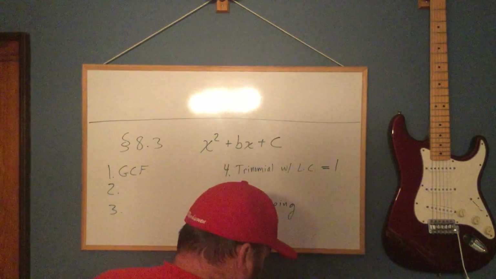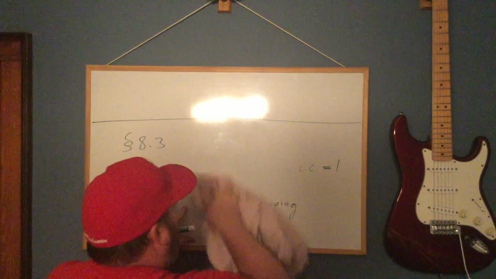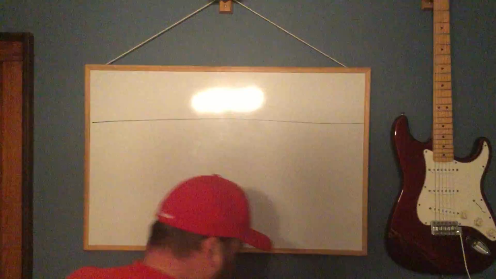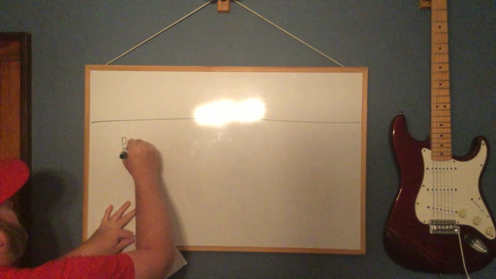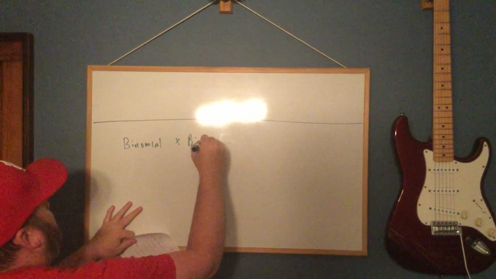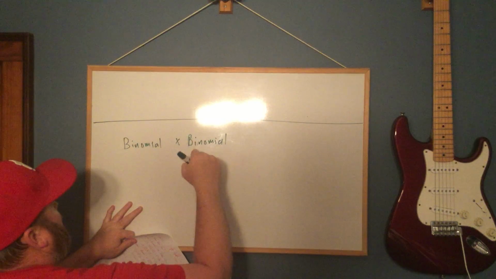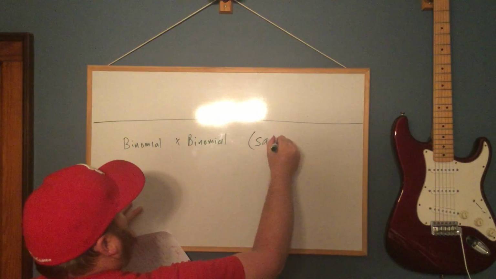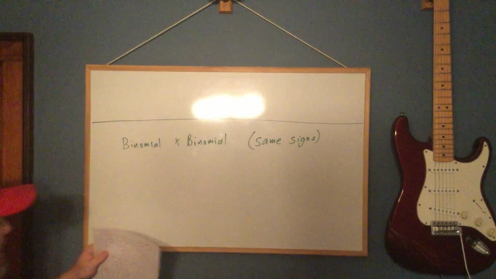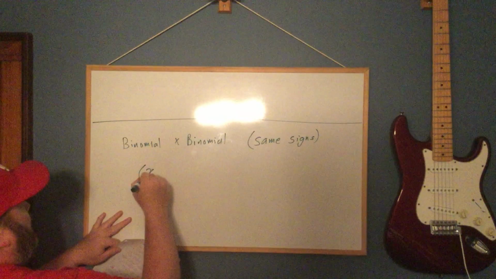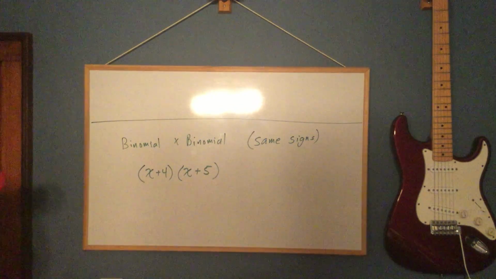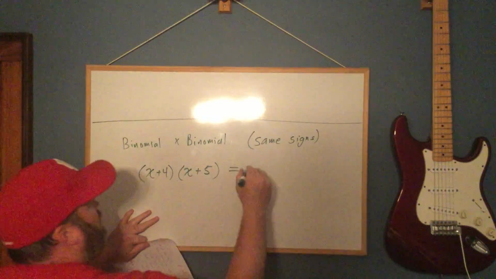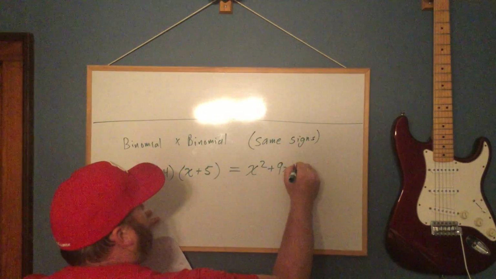So before we learn how to factor, we'll take a trip down memory lane, way back to chapter 7. And this is what we should already know. Okay. So if I take a binomial times a binomial, and they have same signs. So what I mean by that is, for example, if we have x plus 4 and x plus 5, both plus and plus, that's what I mean by same signs. Well, we learned that when we multiply that, we would get x squared plus 9x plus 20.